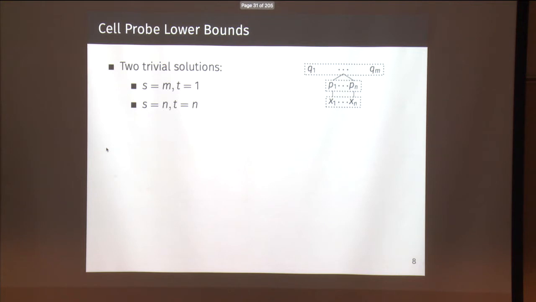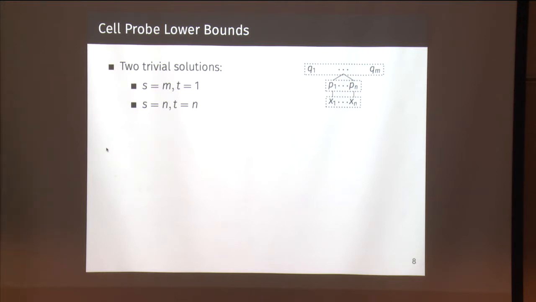Another trivial solution is essentially don't do any preprocessing, just store the input. But for any non-trivial problem, then you have to read all of the memory cells. So here T is too large. And this field is essentially about trying to understand for what problems there are solutions in between, with better than trivial S and better than trivial T.